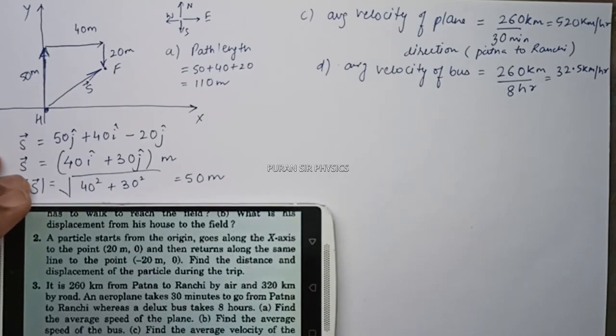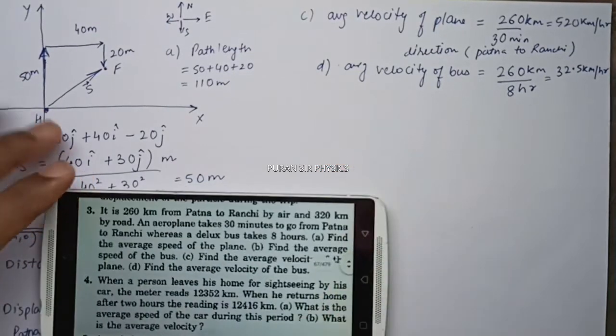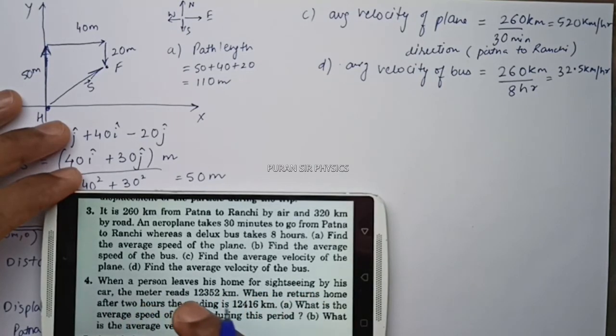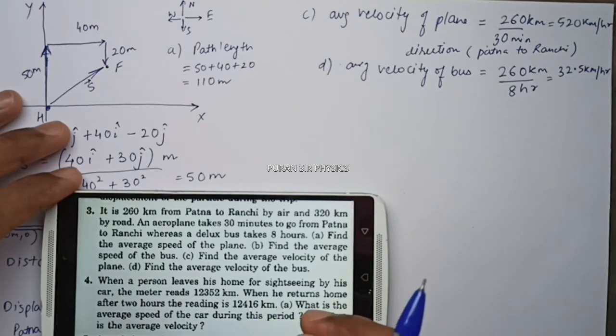So in question number 4, when a person leaves his home for sightseeing by his car, the meter reads 12,352 km. When he returns home after 2 hours, the reading is 12,416 km. A. What is the average speed of the car during this period? And B. What is the average velocity?